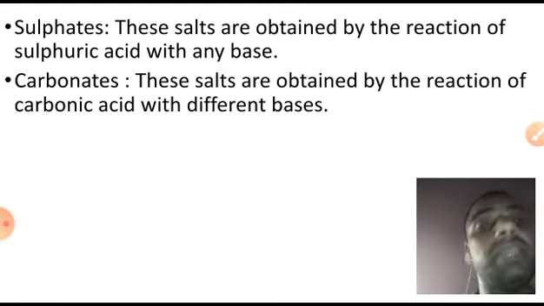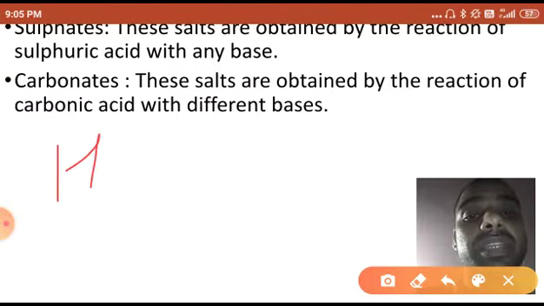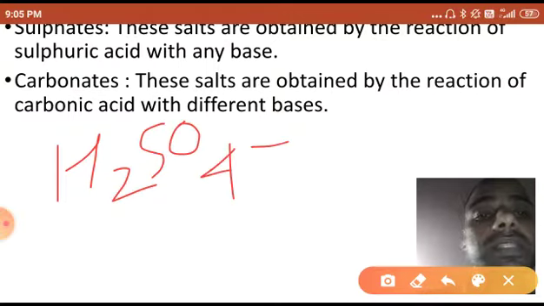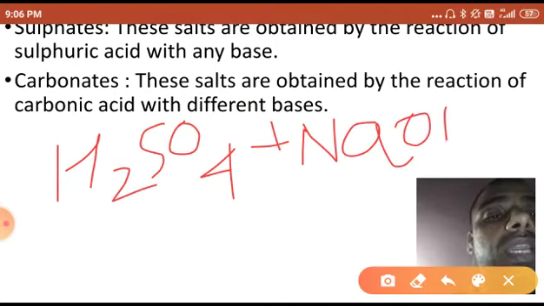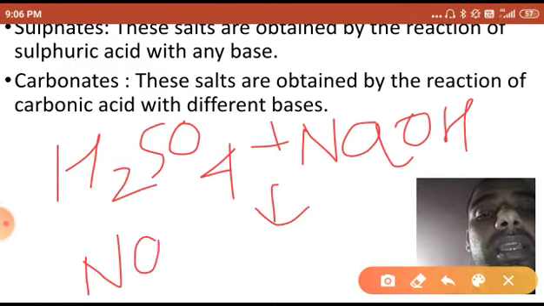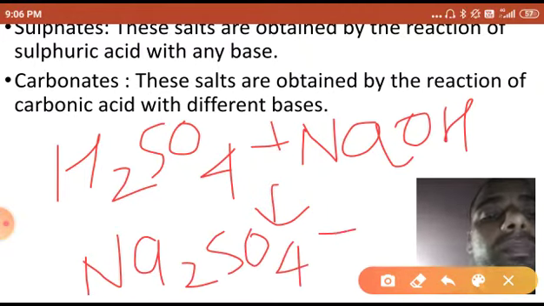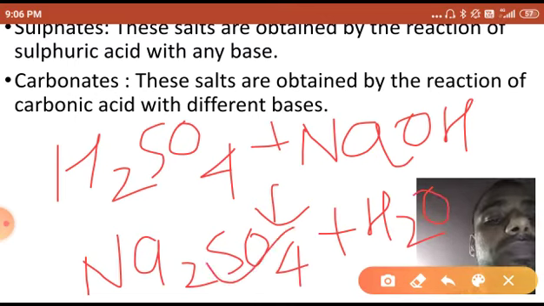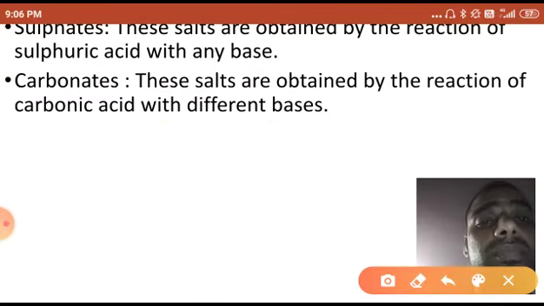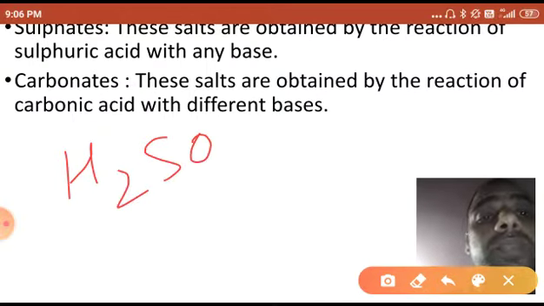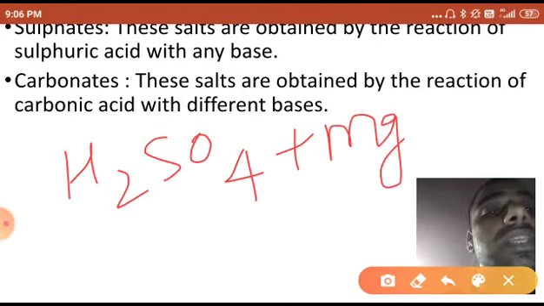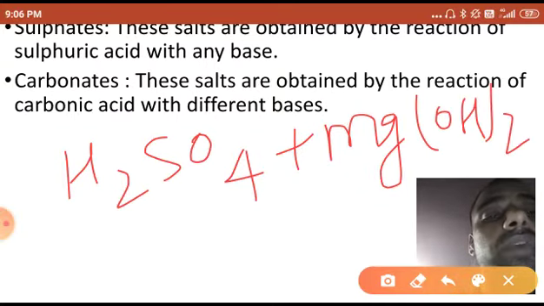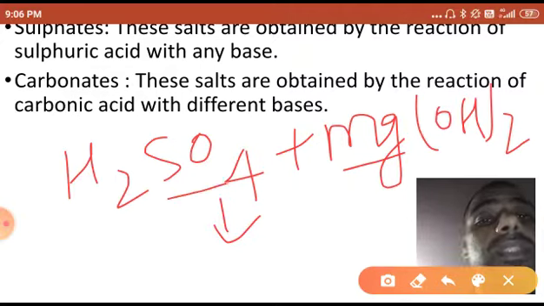Now the sulfate family, yes, I have discussed that. How can you get the sulfate family? Sulfuric acid H2SO4 plus any base. So first one NaOH, what will it form? It will form Na2SO4 plus H2O, sulfate family. You can make it by yourself. H2SO4 plus Mg(OH)2, what will it form? MgSO4, because 2 positive and 2 negative.